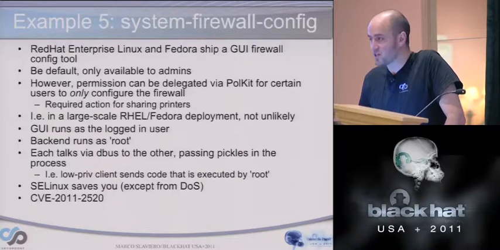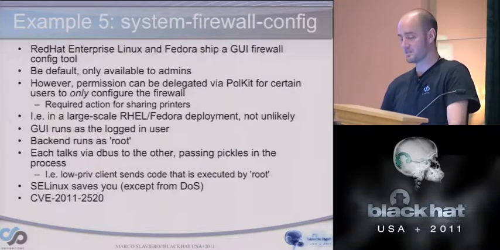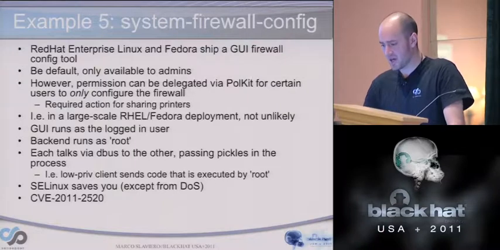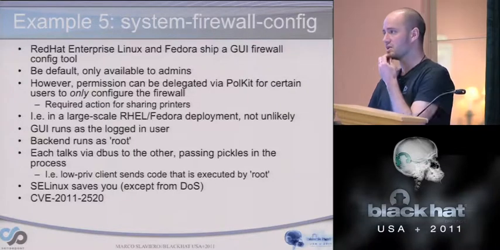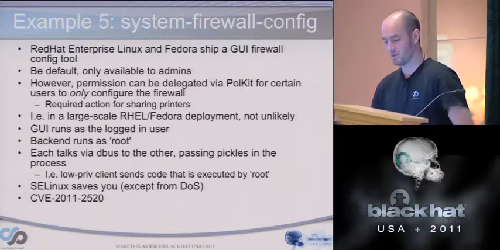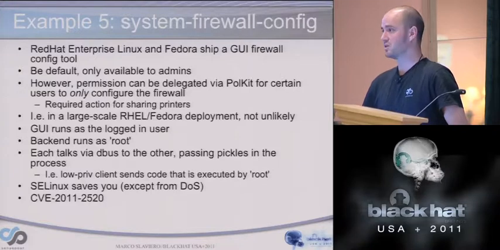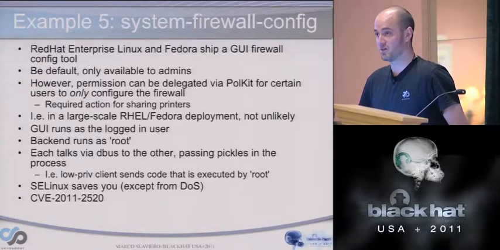Then the final example is in Red Hat Enterprise Linux 6. This is a privilege escalation flaw in Enterprise Linux 6. Enterprise Linux 6 has a graphical firewall configuration tool called firewall or system-config-firewall. And system-config-firewall is normally only available to the root user in the default configuration.